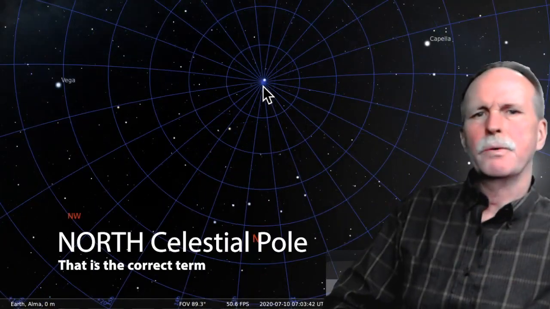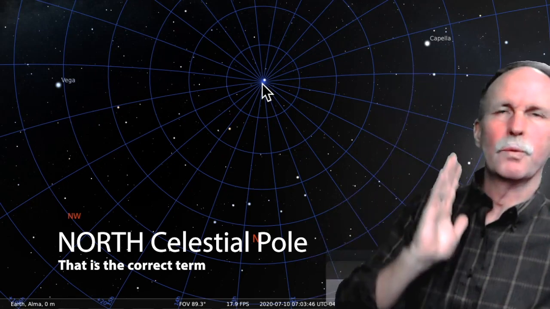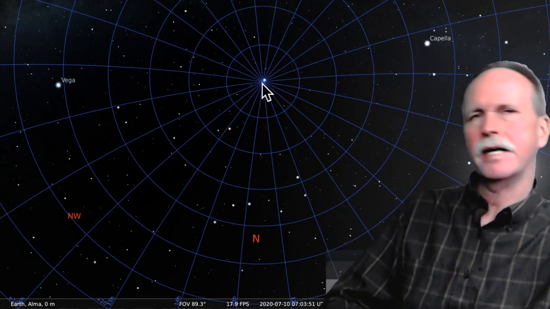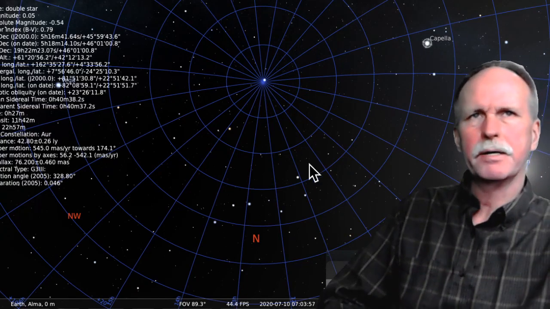Now what we're going to do is we're going to go ahead and turn on the equatorial system. Okay, so we have the northern celestial pole, which is the spot in the sky directly over the geographic North Pole, and it's given a designation of 90 degrees north. So we're going to start here, and we're going to find this star out here called Capella.